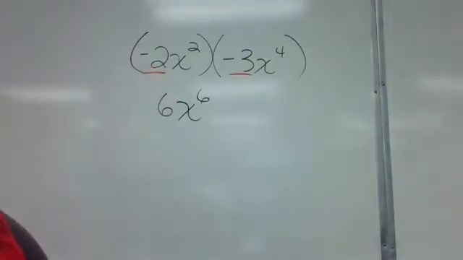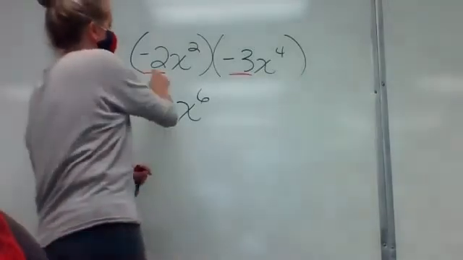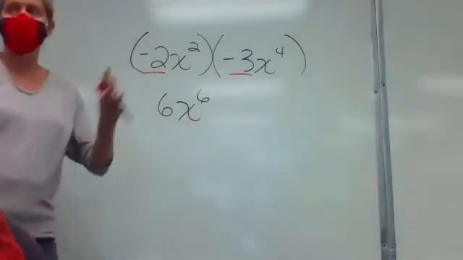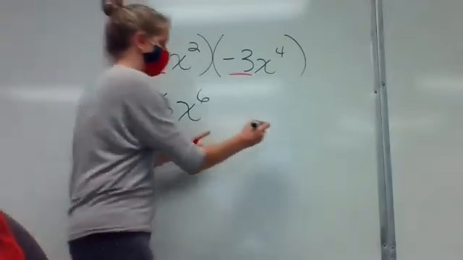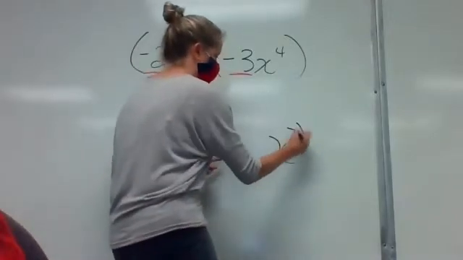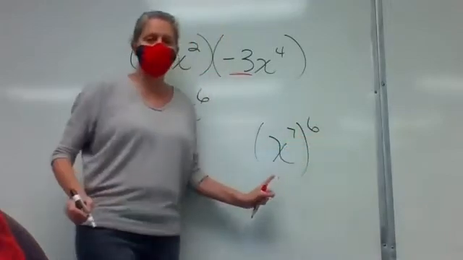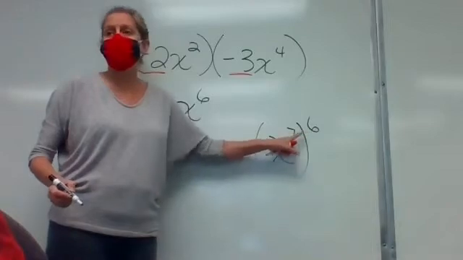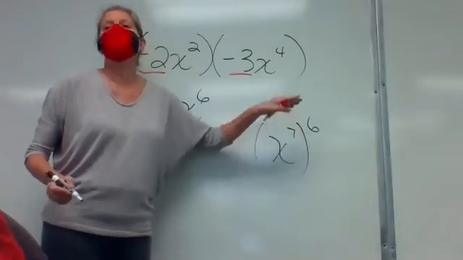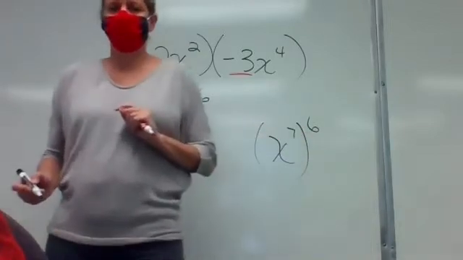So the biggest mistake people make on these is they assume since they're multiplying that the rule says to multiply your exponents. You do not multiply your exponents unless you see something like this. That's when you multiply exponents. When you've got an exponent on the inside and outside of your parentheses, that's when you multiply exponents.